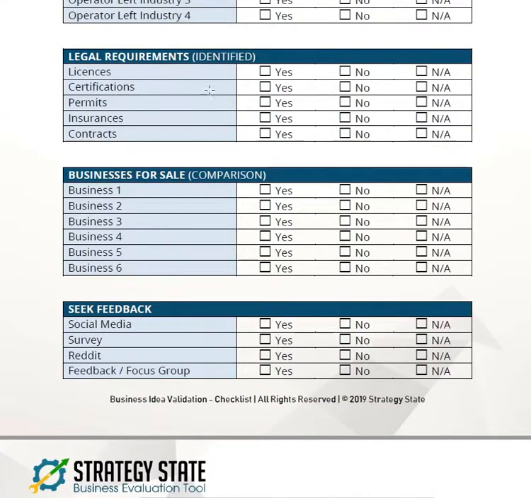Now we get down to some legal stuff. So with your idea, you need to figure out if there are licenses, certifications, permits, or any other kind of legal requirements that you need to operate within that industry. Some of these licenses or certifications might be really hard to get. There might be timeframes around when they release those certifications. So the tests might be once a year or once every 2 years or whatever. So you need to figure all that out before you jump into an idea and fully commit.